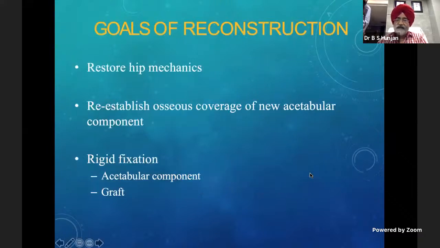Now, the goals of reconstruction are to restore the hip mechanism and re-establish the osseous cover of the new acetabular component which we put at the time of THR. Our aim is to get rigid fixation of the acetabular component, and the graft be put in the space.